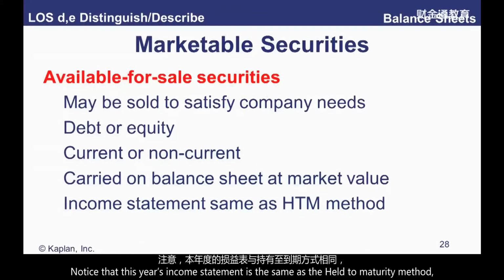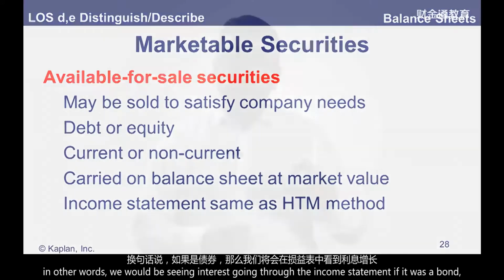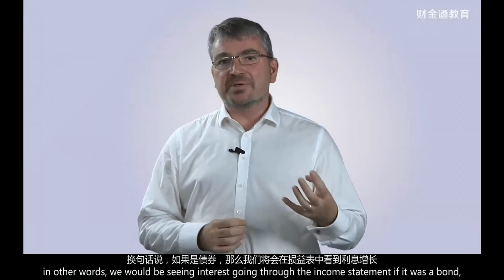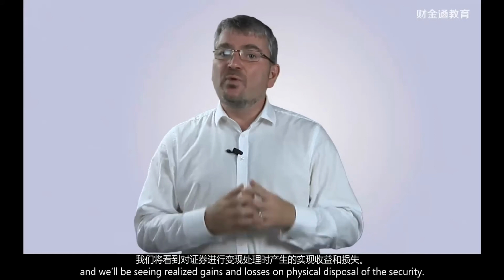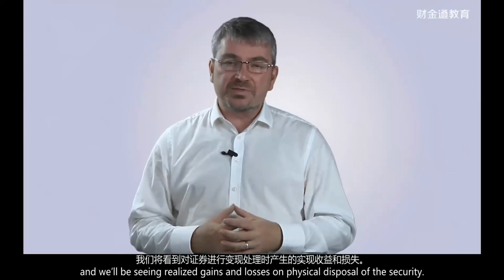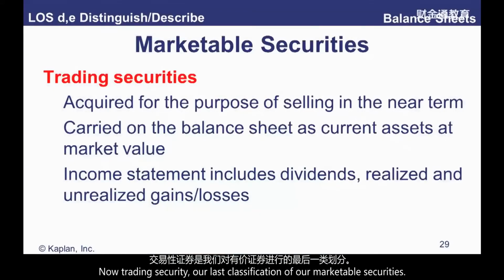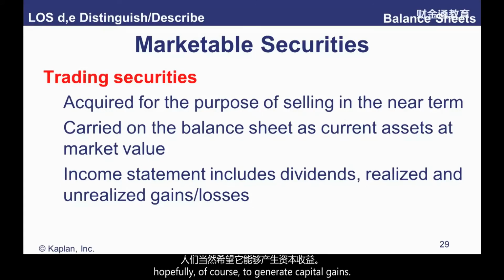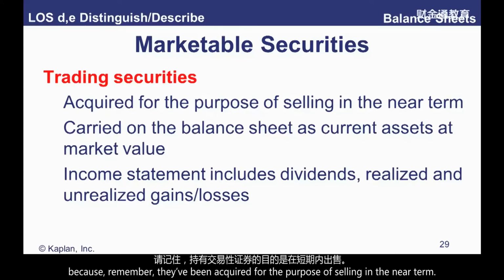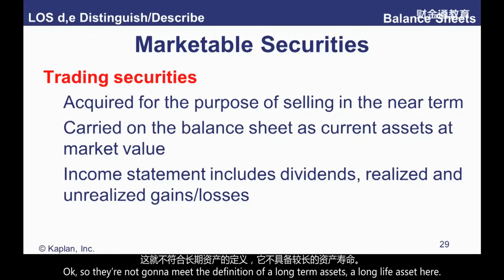Notice it says the income statement is the same as the held to maturity method. In other words, we'd be seeing interest going through the income statement if it was a bond. We'd be seeing dividends going through if it's equity, and we'd be seeing realized gains and losses on physical disposal of the security. Now, trading security, our last classification of our marketable securities. These are speculatively held investments that have been acquired with the purpose of selling in the near term, hopefully, of course, to generate capital gains. So they're going to go into the balance sheet. They're going to be treated as current assets because, remember, they've been acquired for the purpose of selling in the near term. Okay, so they're not going to meet a definition of a long-term asset, a long-lived asset here.